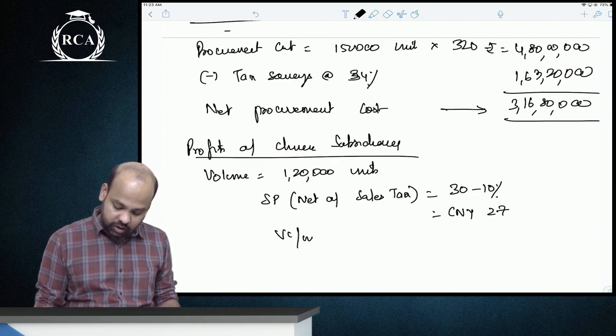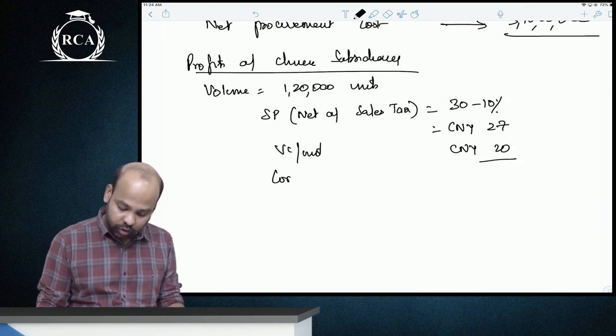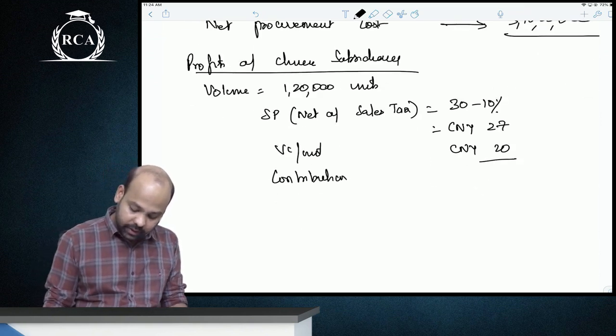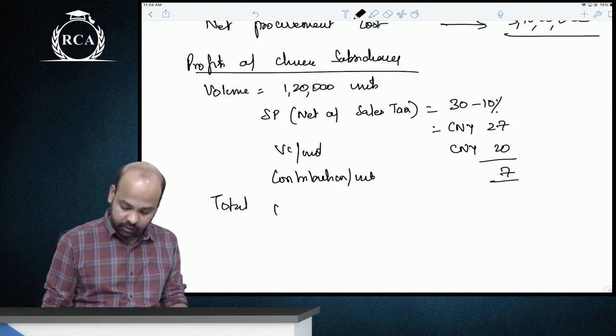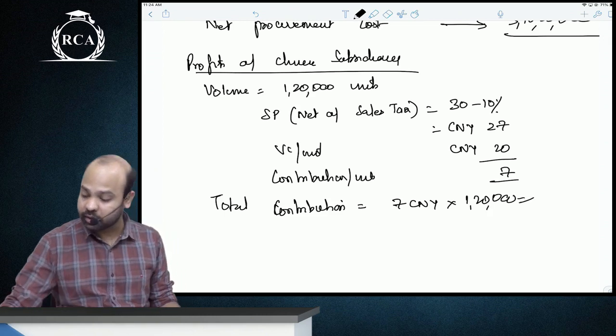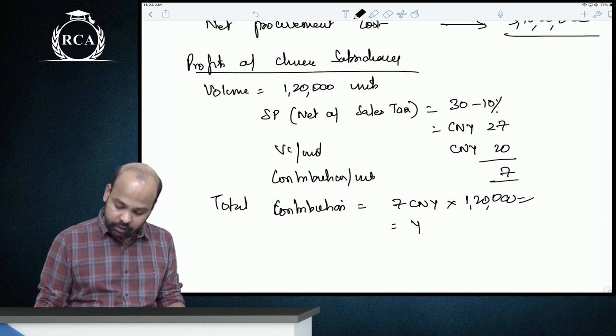Their variable cost per unit, guys, is Chinese yuan 20. So their contribution per unit is 7. Total contribution would be 7 CNY multiplied by 1,20,000 units, and that is only 1,20,000, guys. 8,40,000 yuan.